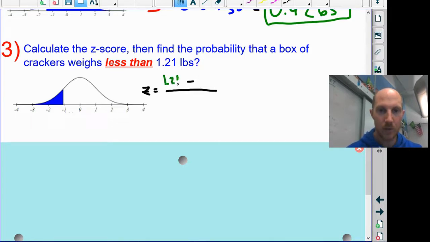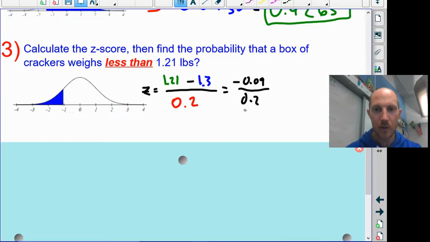take that outcome, 1.21, subtract the mean, which was 1.3. It's the same setup, same mean, same standard deviation from before. So the standard deviation was 0.2. Subtract. So I'm going to get negative 0.09 on the top. Divide that by 0.2. And that's going to give me a z-score of negative 0.45.